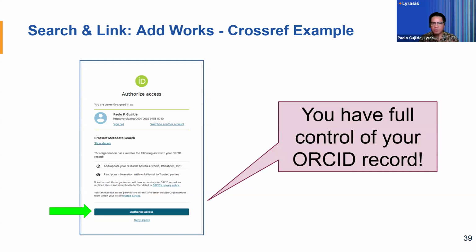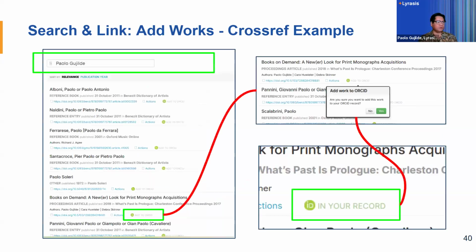Now, we want to really point this out because you, as a researcher, as an ORCID user, have full control of your ORCID record. So you make that authorization that this organization or this system is able to make those changes to your ORCID record. You click on authorize access, and then on the next slide, it should take you to the Crossref database, the Crossref metadata search.